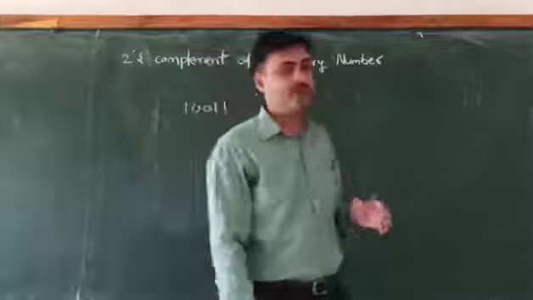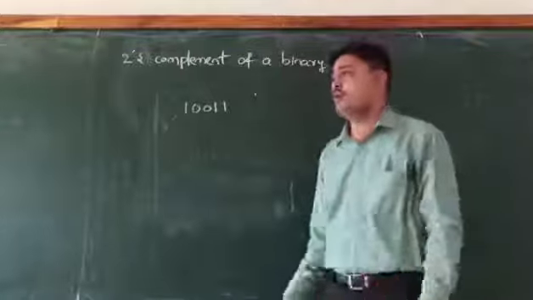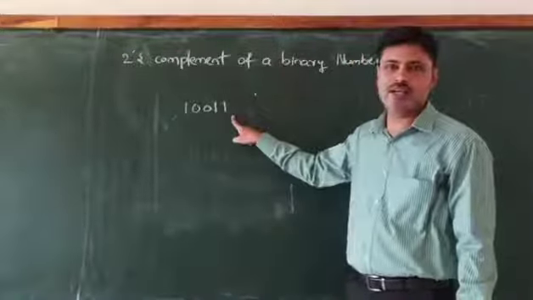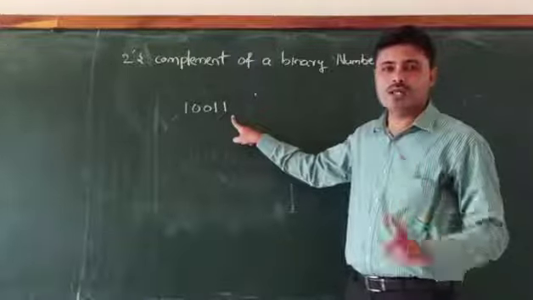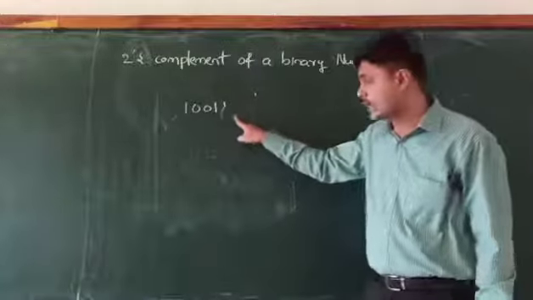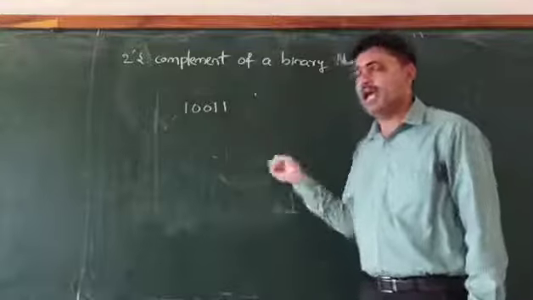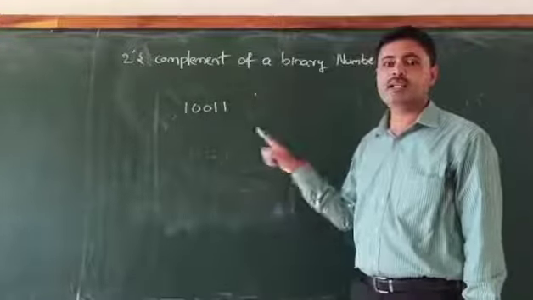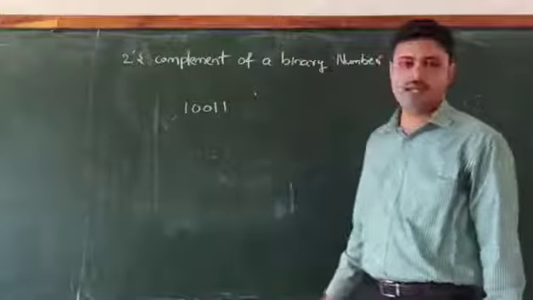When we are finding the 2's complement of a binary number, first we need to convert the given number into its 1's complement. First we need to find the 1's complement of the given binary number and then add 1 to its 1's complement. The result will be the 2's complement of the number.